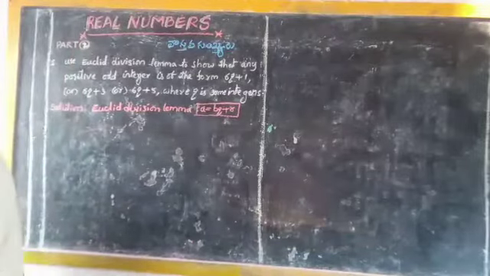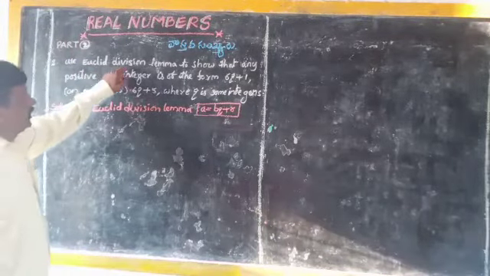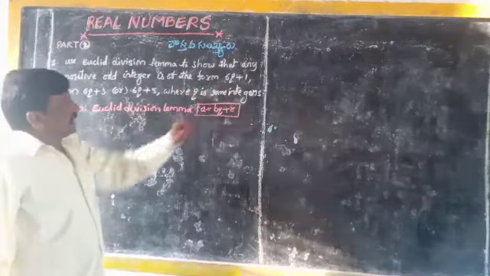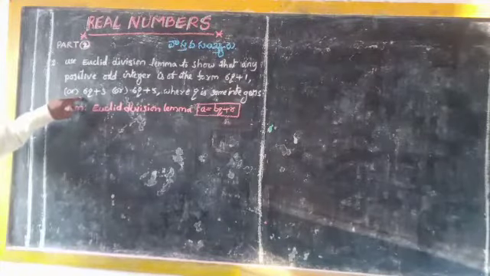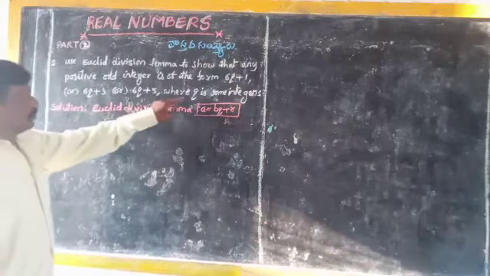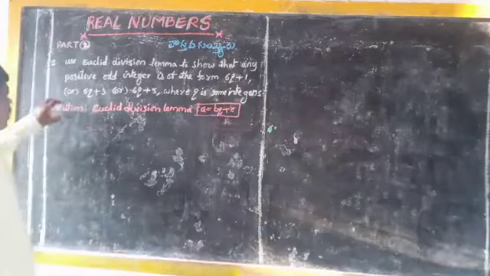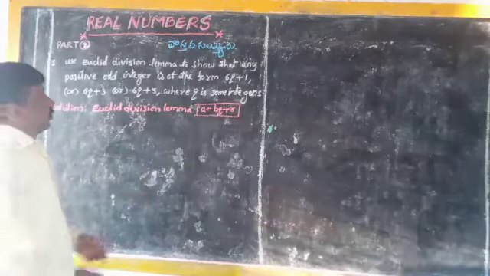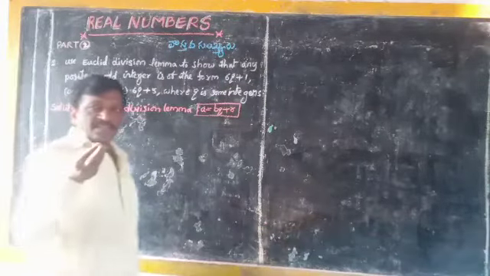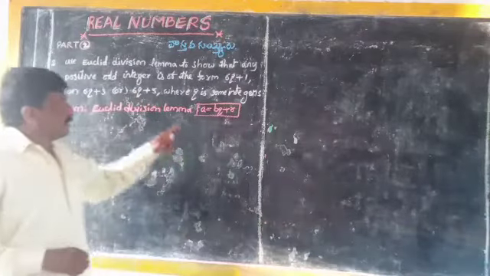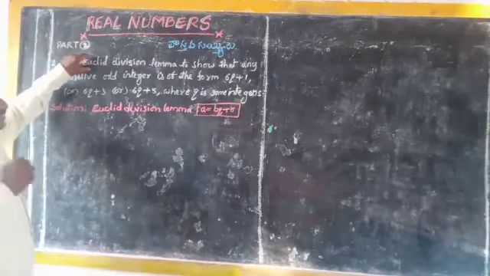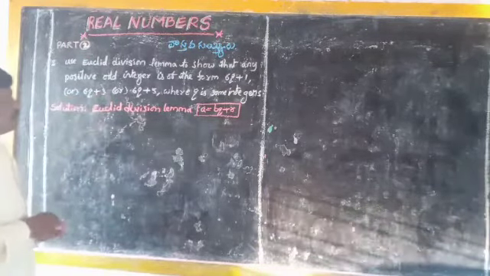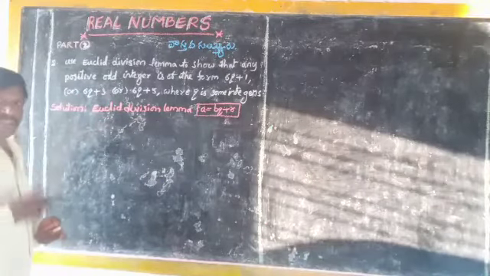Part 2, second sum. Use Euclid's division lemma to show that any positive odd integer is of the form 6q plus 1 or 6q plus 3 or 6q plus 5, where q is some integer. Now the solution. Euclid's division lemma is a equal to bq plus r. Here they give three forms: one is 6q plus 1, second is 6q plus 3, third is 6q plus 5. So they are all integers.